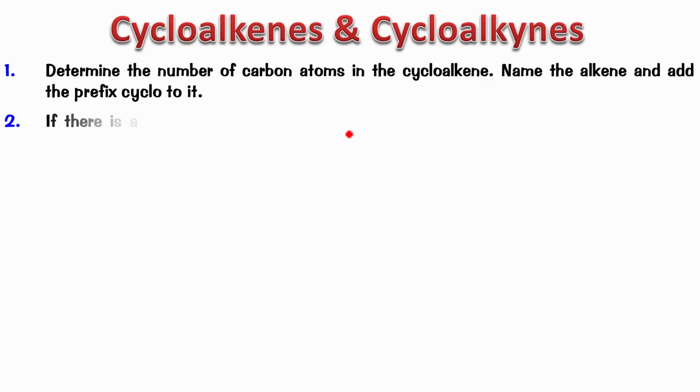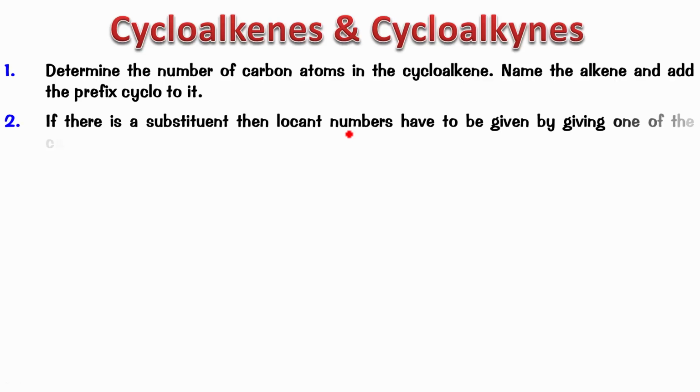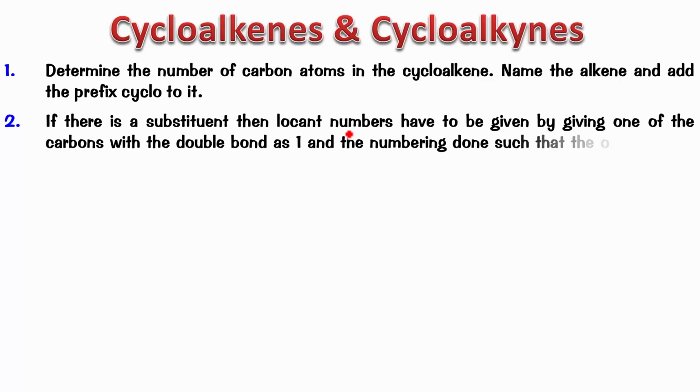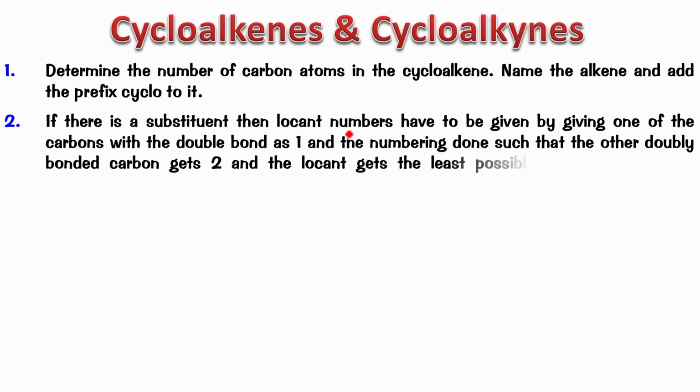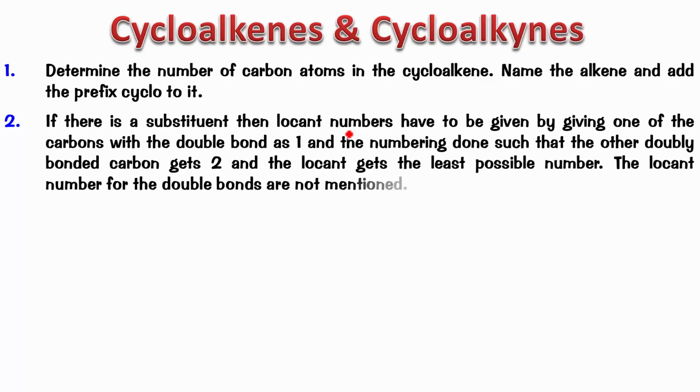So the second rule is, if there is a substituent, then locant numbers have to be given by giving one of the carbons with the double bond as 1 and the numbering done such that the other doubly bonded carbon atom gets 2 and the locant gets the least possible number. The locant number for the double bonds are again not mentioned because we have automatically given them 1. So the rule already states that they have to be given 1. So we do not state the position of the double bond in this particular case. But remember, this is the situation when there is only one double bond, only one multiple bond present here.